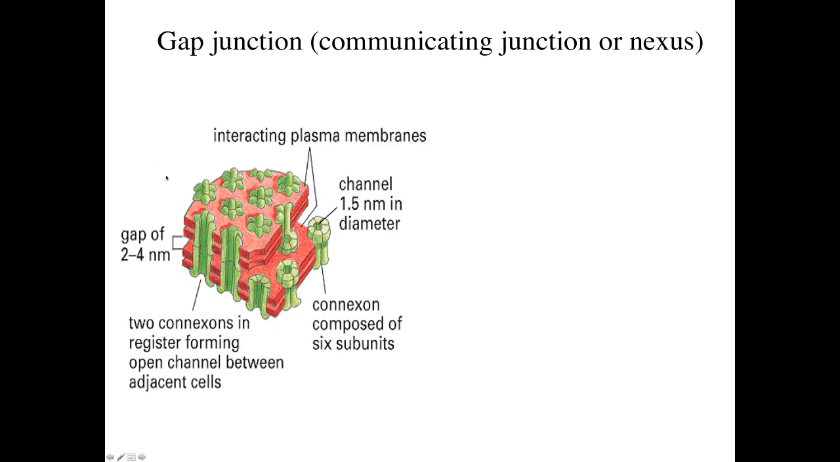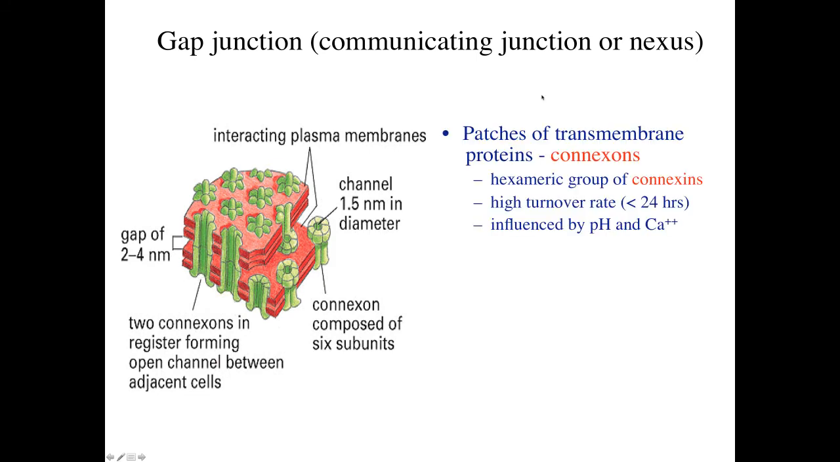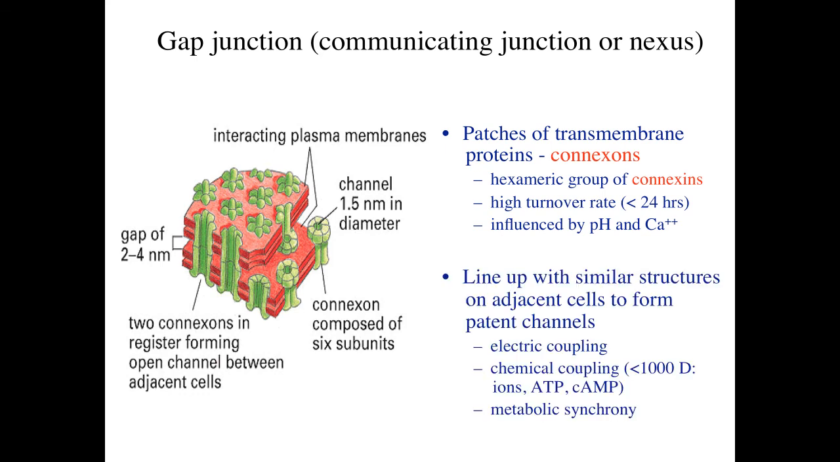Gap junctions, or communicating junctions, are junctional complexes between plasma membranes. These form actual channels from one cell to another. They are composed of patches of transmembrane proteins called connexons. So this is a connexon in one cell. This is a connexon in another cell. Connexons are made up of a hexameric group of proteins called connexins. These connexin proteins have a relatively high turnover rate, and they're influenced by both pH and calcium concentration.